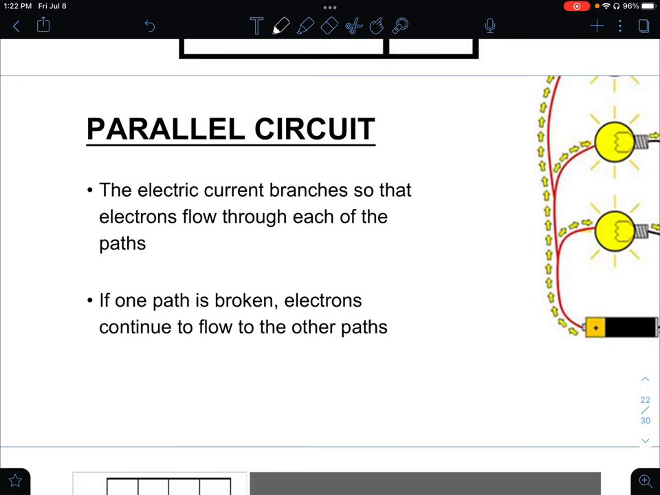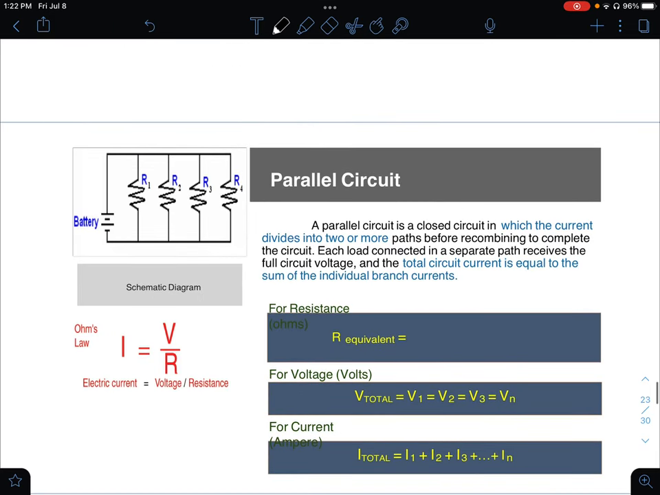For example, if the path is broken only here, the current will still flow through the other paths there. That's why a parallel circuit is a closed circuit in which the current divides into two or more paths before recombining to complete the circuit. Each load connected in a separate path receives the full circuit voltage, and the total circuit current is the sum of the individual branch currents.